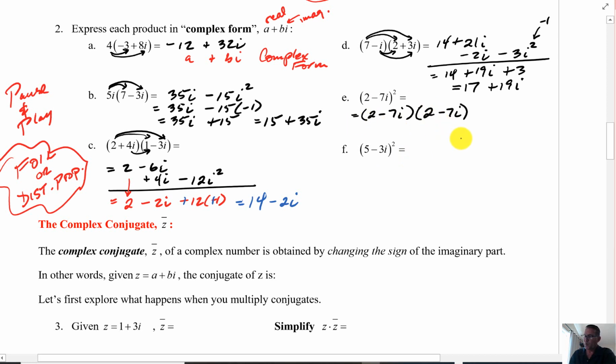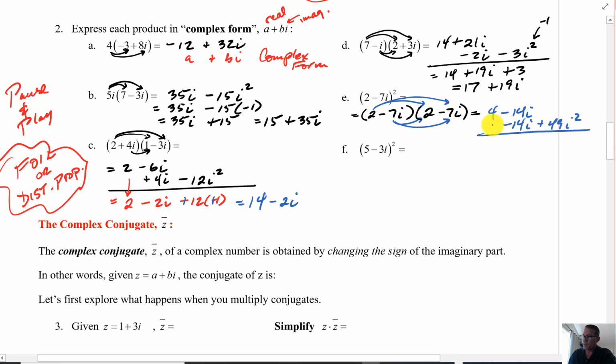So when you multiply through here, again, you use distributive property or FOIL. So one more time, here we go. 2 times 2 is 4. 2 times -7i is -14i. 2 times -7 is -14. And then you distribute through the negative 7i, and you get negative 14i again. And then when you take negative 7i times itself, you get plus 49i squared.